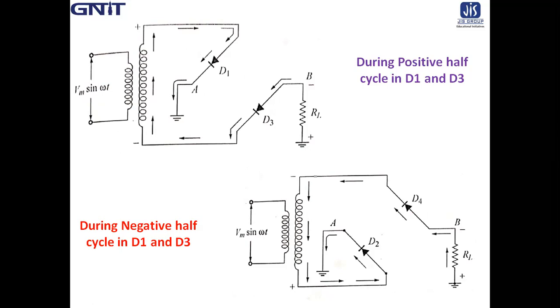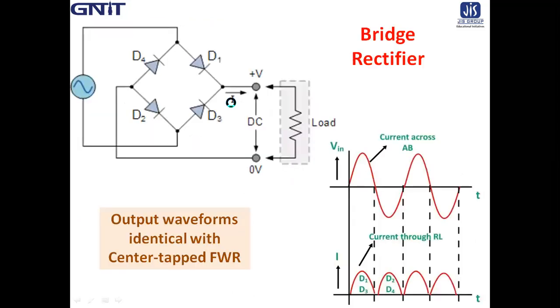The conventional current flow is shown by a solid line. Now current flows from A to B through the load RL. So see here also it is written that during the positive half cycle we get the current due to D1 and D3.